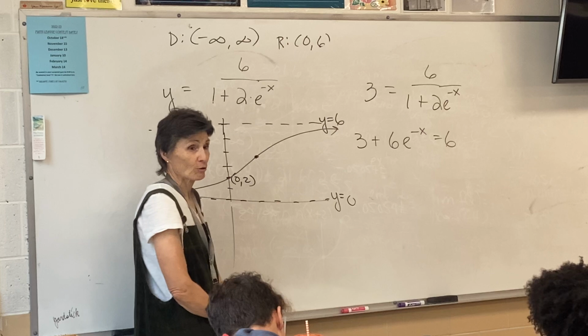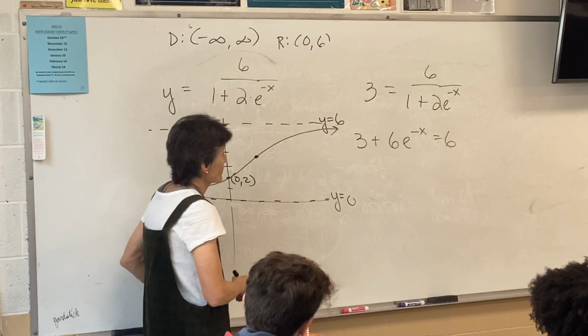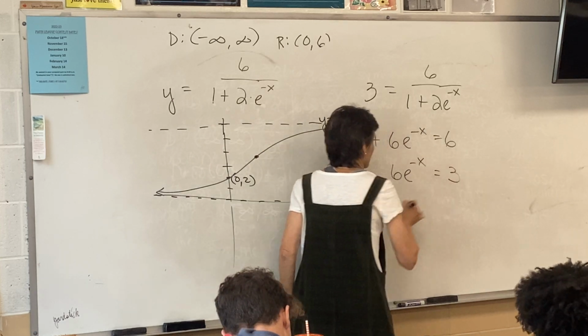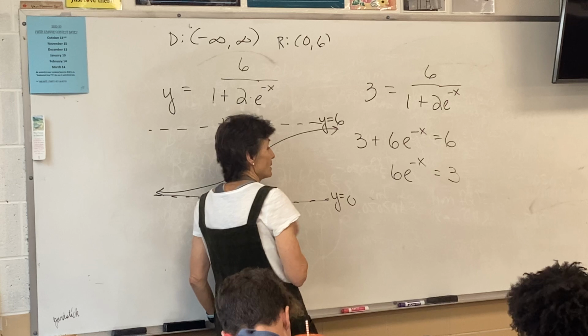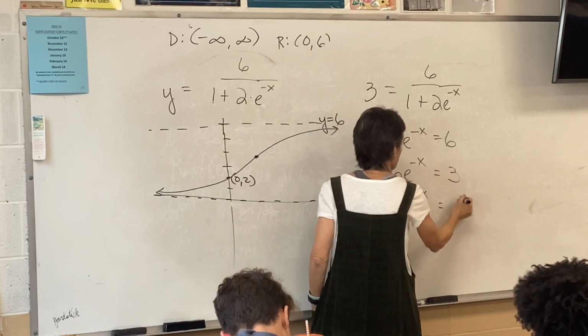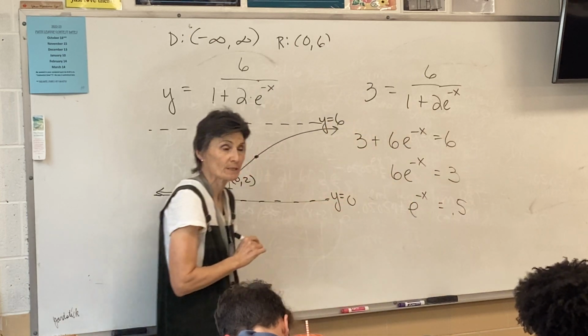Multiply both sides by a third, basically. All right, now what? Subtract the 3. And then divide by 6. So here, Lucy, I'm going to get my 0.5 right here. You would have gotten that earlier because you wouldn't have all the 3s and 6s.